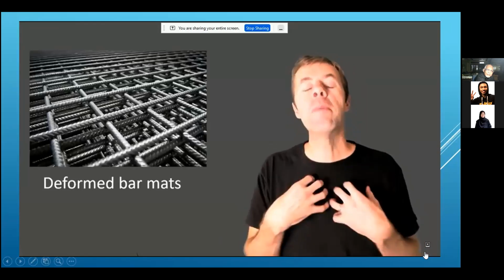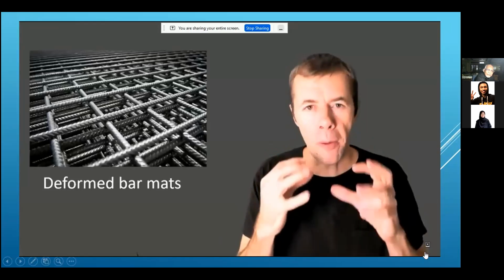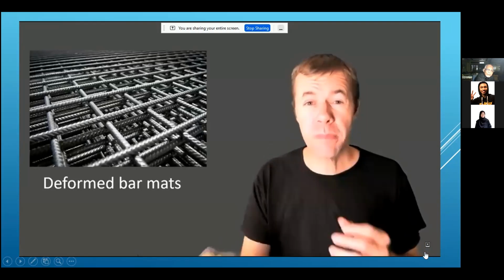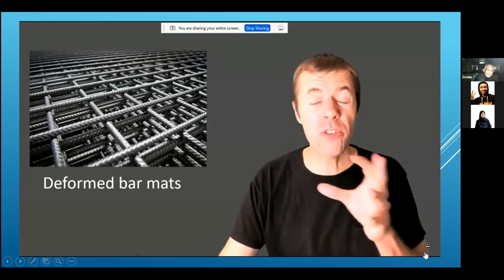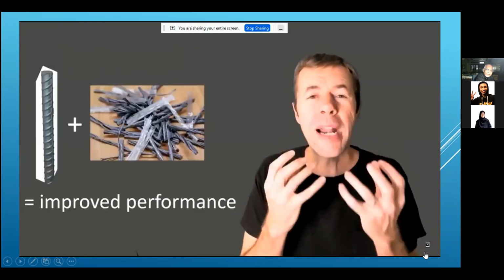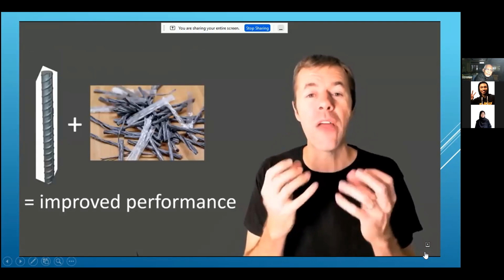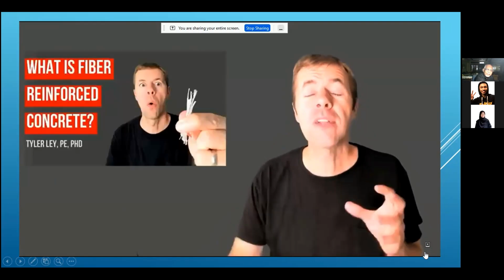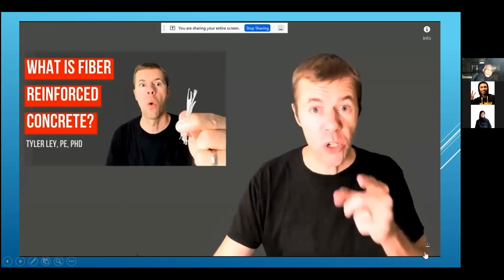And that's why I'm a big fan of deformed bar mats. They're really small bars that are closely spaced and deformed, so they're still going to grab onto the concrete. I'm also a fan of combining reinforcement and fibers together. You will get improved performance with them both together. I talked about this in this video. You should check it out.